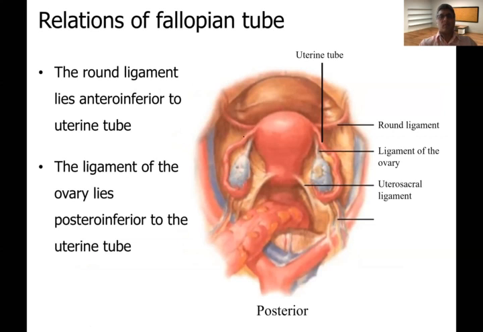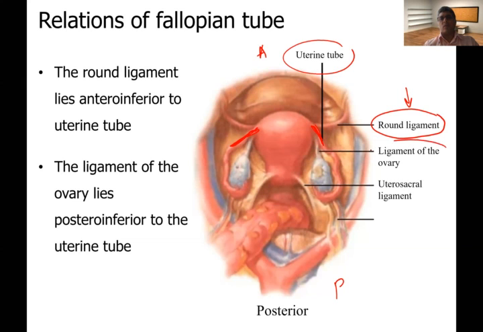Now this is the fallopian tube. You can see now this is anterior and this side is posterior. Immediately in front and below the uterine tube, you get the round ligament. So antero-inferior to the uterine tubes, you get the round ligament. And postero-inferior to the uterine tubes, you get the ligament of the ovary, or the ovarian ligament. Ovarian ligament. And you can see something else here.